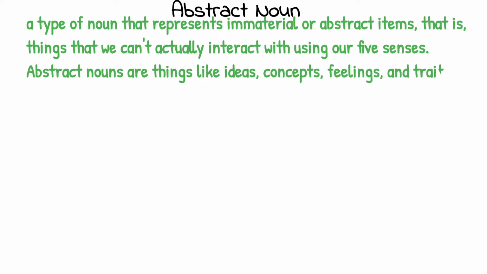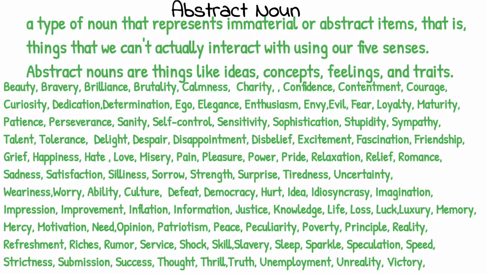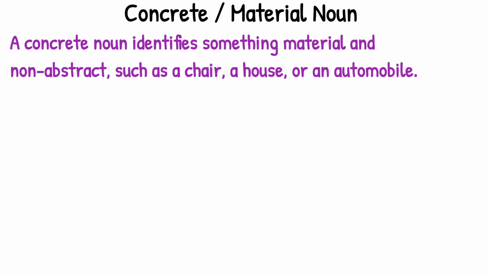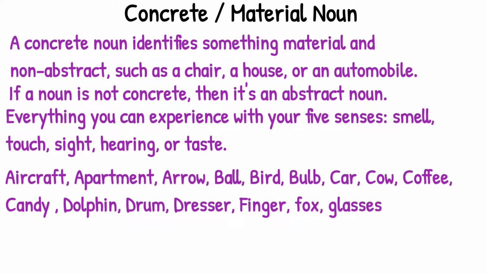Abstract noun. A type of noun that represents immaterial or abstract items, that is, things that we can't actually interact with using our five senses. Abstract nouns are things like ideas, concepts, feelings, and traits. Pause the video and have a look at the examples. Concrete, which is also known as material noun. As the name shows, a concrete noun identifies something material and non-abstract, such as a chair, a house, or an automobile. Everything you can experience with your five senses: smell, touch, sight, hearing, or taste.